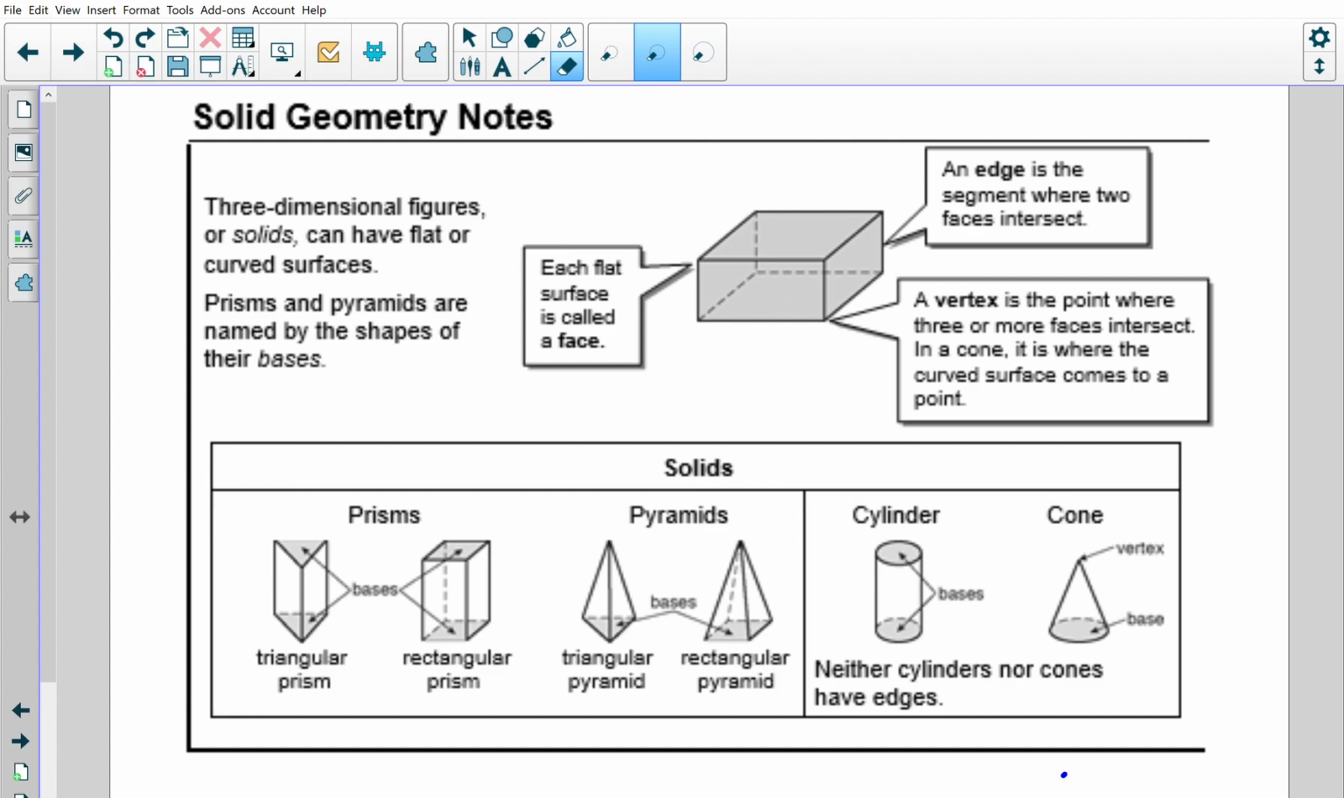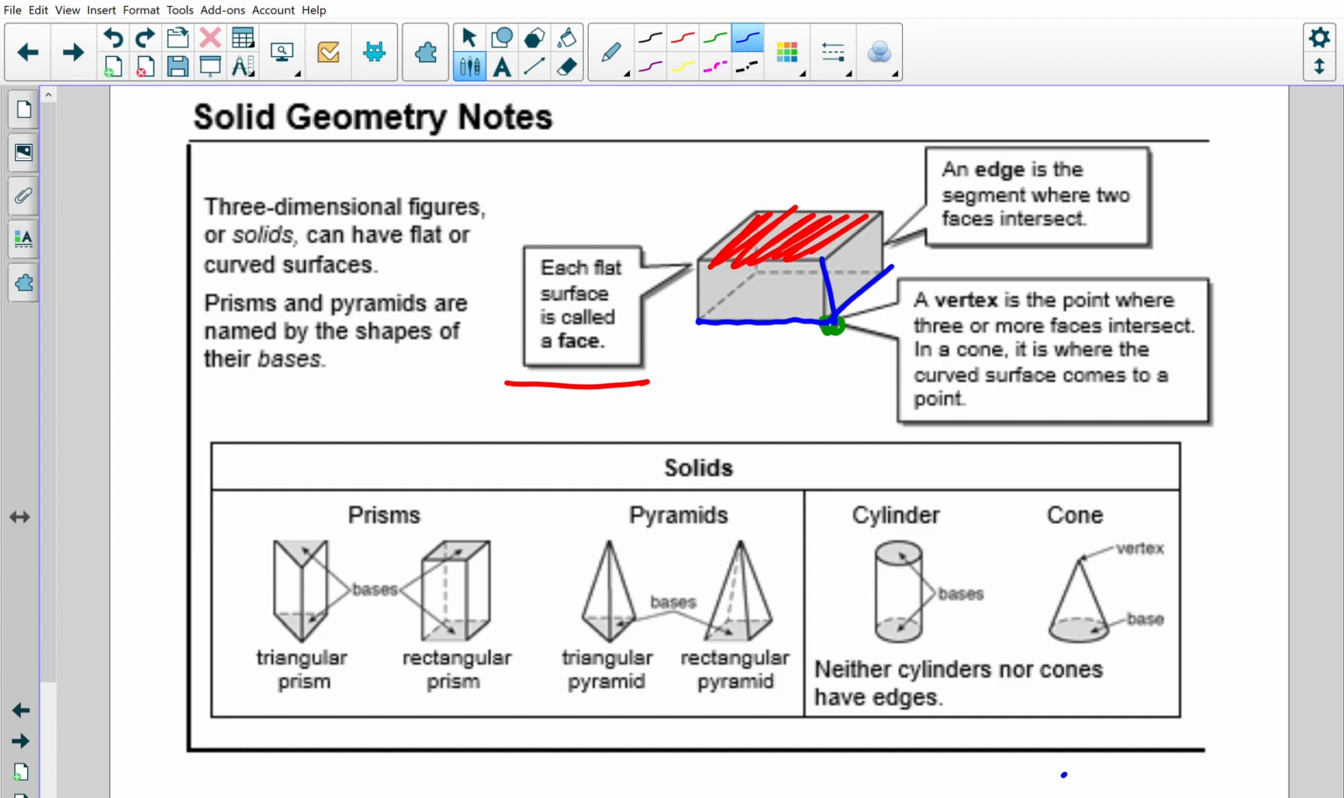And you see this picture here. This is called a prism, which you see down below we'll get into. Basically, you have flat or curved surfaces. There are three parts of a solid: the face, which is the whole thing; a vertex, which is a point where edges meet; and edges. You see down below here the types.